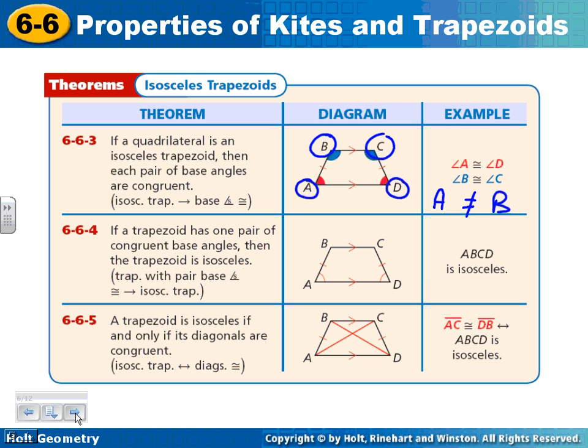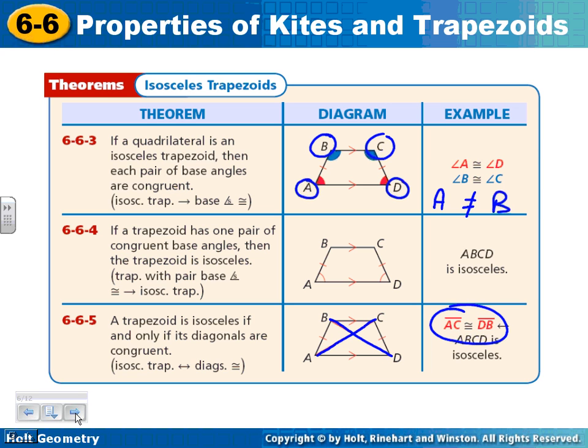Theorem 665. A trapezoid is isosceles if and only if its diagonals are congruent. That means from B to D, that length would equal the length from A to C. And right there it's spelled out for you. AC equals BD.